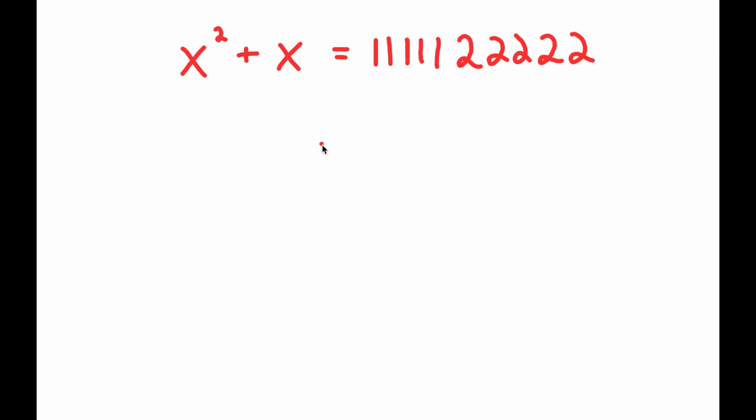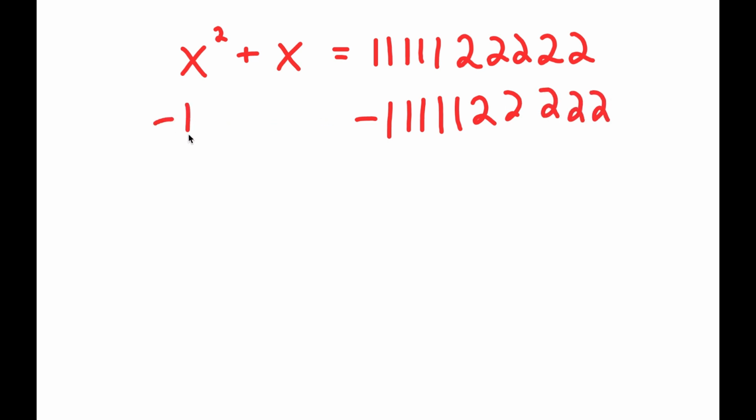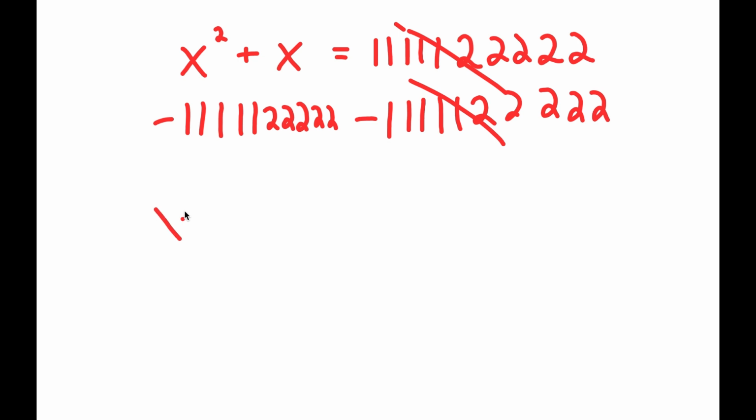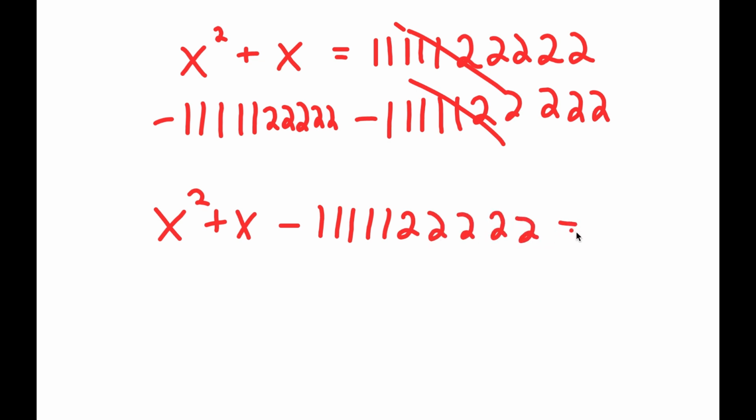Alright, so in this problem, I have x squared plus x is equal to 1,111,122,222, so this is a really big number. To solve this, I'm going to first subtract this number on both sides. So then I get x squared plus x minus this number is equal to 0.